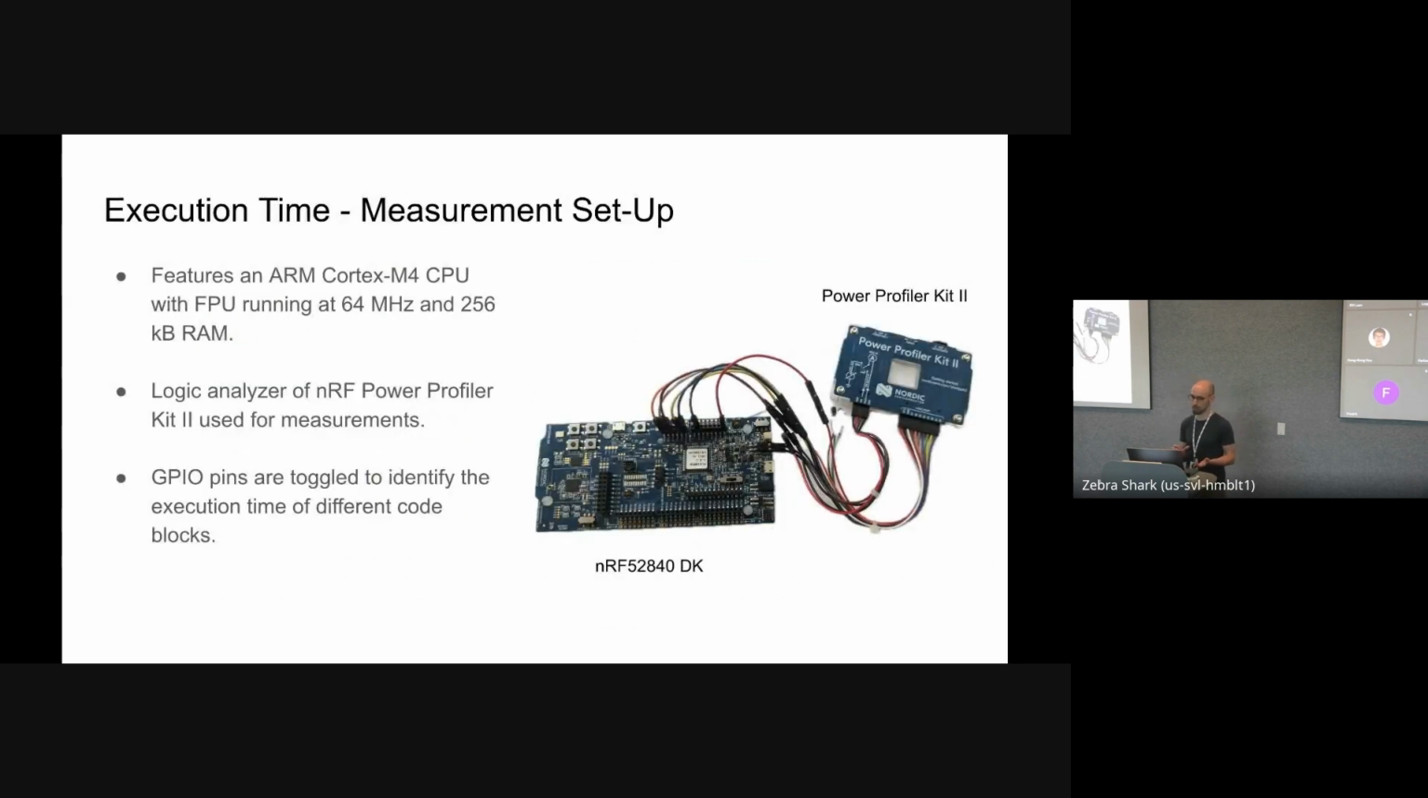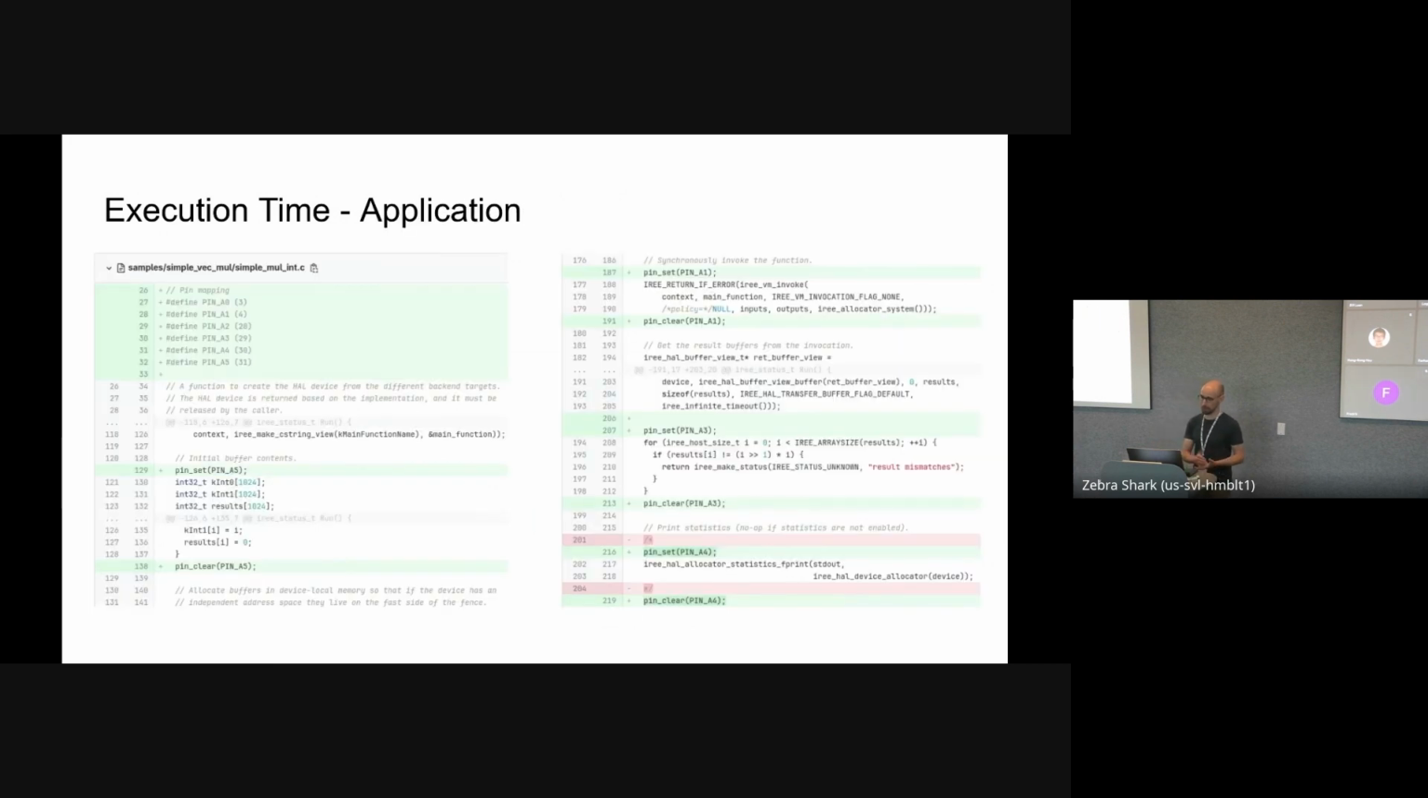So we measured it on an ARM Cortex-M4, which is running at 46 megahertz, and we used an nRF52840 development kit. You can plug in a power profiler kit, which also comes with a logic analyzer. What we did is we toggled some GPIO pins to make sure we are aware of which code blocks are getting executed. So essentially what we measured is the overall run method within our executable. Then we separately measured the initialization of the initial buffer contents to get rid of those. We are not interested in this, it is just overhead.